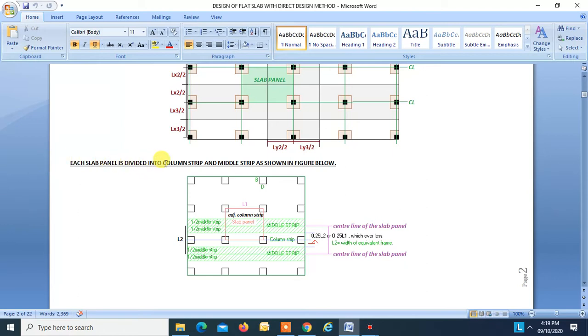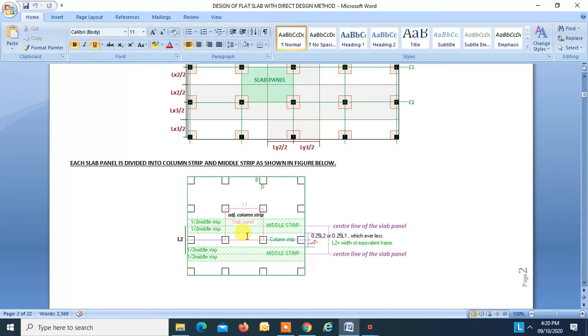Each panel is divided into column strip and middle strip as shown in the figure below. Okay. So this line is the center line of this slab panel. Okay. And this line is the center line of this slab panel. Okay. The in between distance is L2. Okay. So this is the width of the equivalent frame. So this slab beam member is divided into column strip and middle strip.